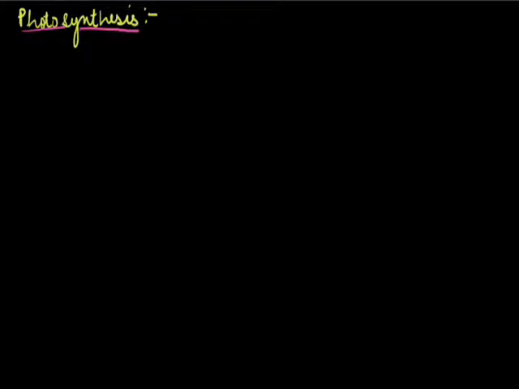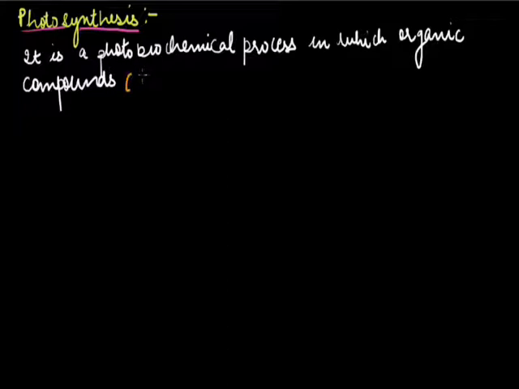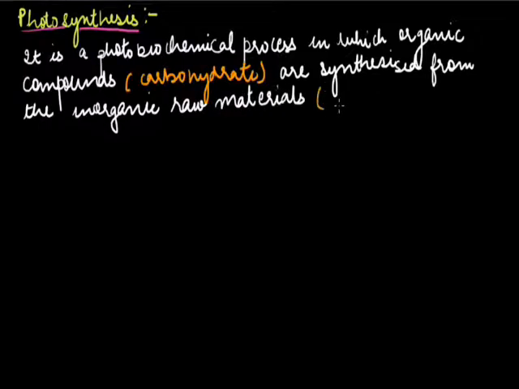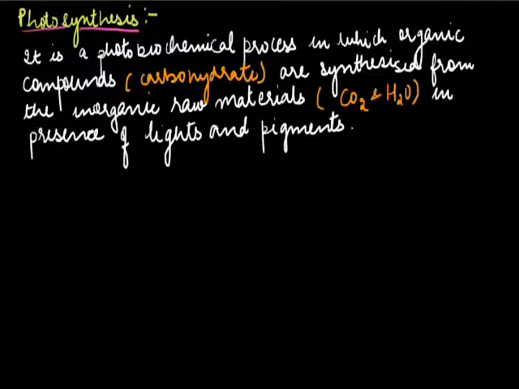Photosynthesis is a photobiochemical process in which organic compounds like carbohydrate are synthesized from the inorganic raw materials, that are CO2 and water, in presence of light and pigments, and O2 is evolved as the byproduct.